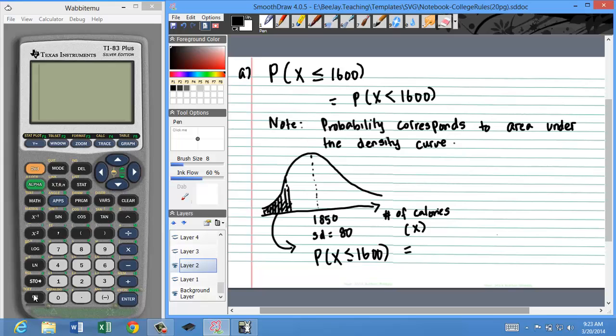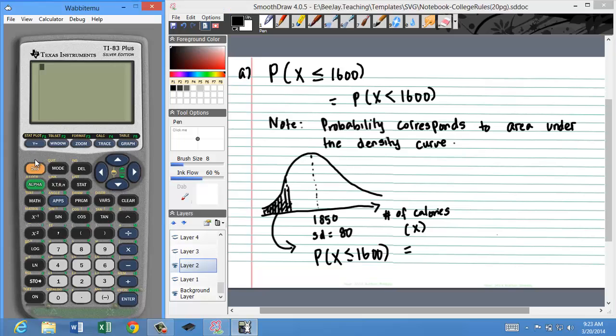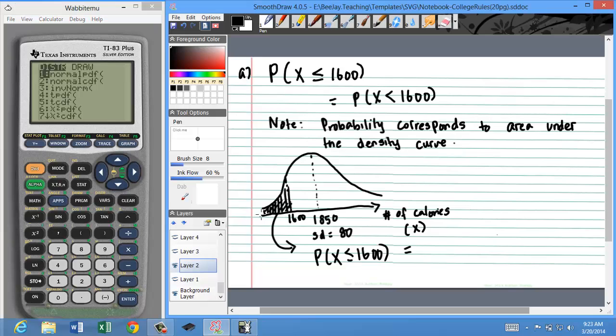On a TI calculator, if you look on the left hand side, you could press second, vars, and option number 2 is normal CDF. We can't use a PDF because area is cumulative. If you observe this curve that we just drew, the area is accumulated starting at negative infinity all the way up to 1600. So 1600 is over here, and the line actually goes toward negative infinity. So this probability can be found using the normal CDF function.